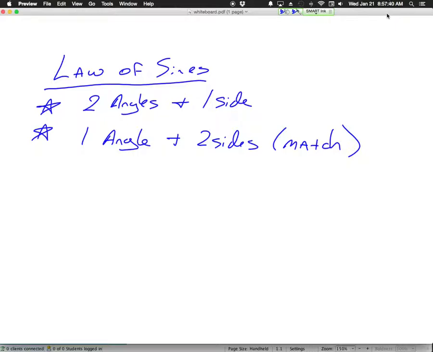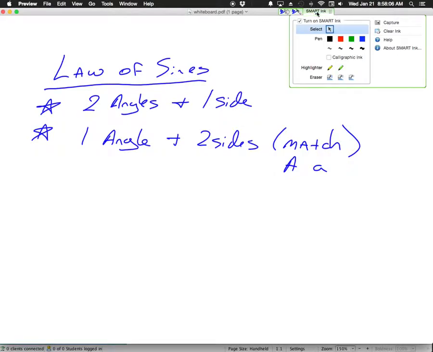All right. So what I mean by a match is that I have an angle and its side. So what I mean by a match is I would have angle B and I would also have side B. That's what I mean by a match. So when they're given one angle and two sides, and one of those sides matches the angle, that's what I mean by a match. And we're going to get to that tomorrow. But today we're going to mainly deal with two angles and one side, which is the less involved of the two.